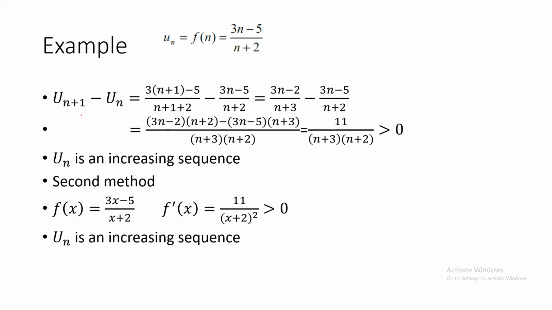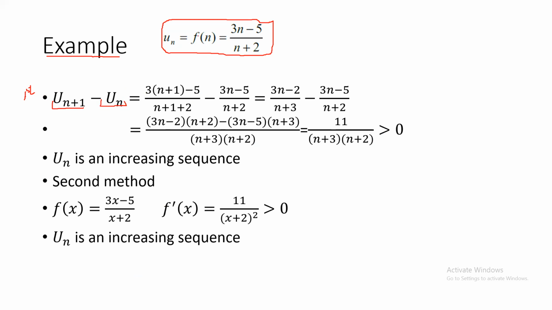Another example. We have the sequence un equals f of n equals (3n minus 5) over (n plus 2). We need to study the sense of variations of un. So, first method: un plus 1 minus un. I take the difference of un plus 1 minus un.